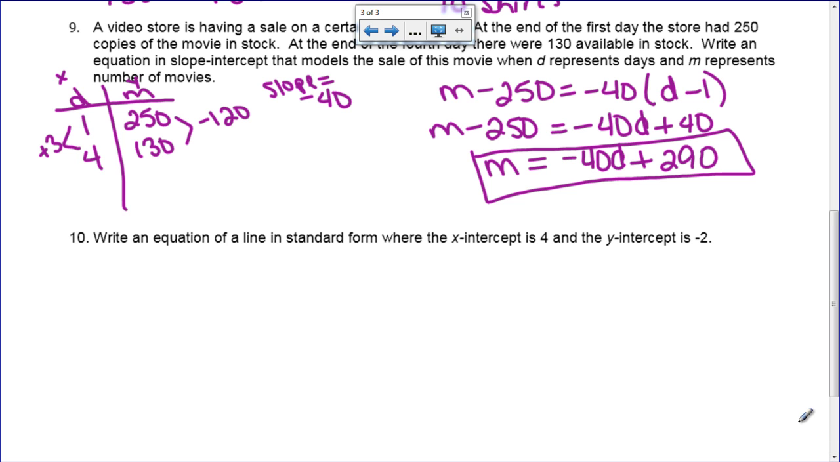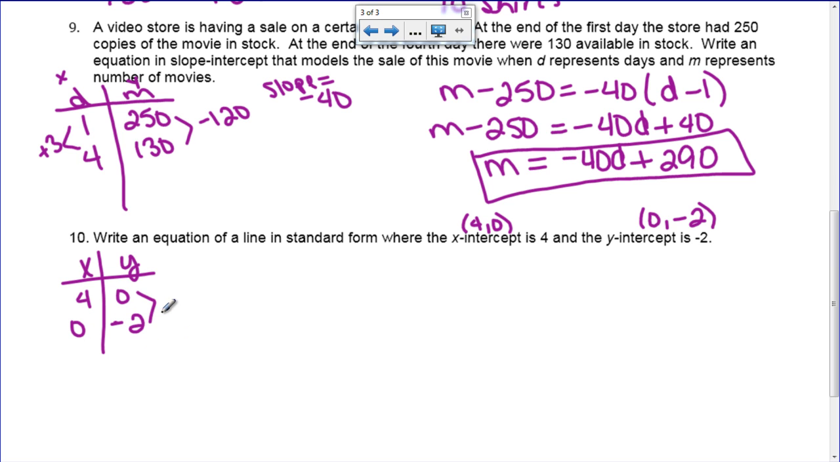So, last one. They want an equation of a line in standard form given the x-intercept and the y-intercept. Please remember that the x-intercept is a point. It is the point 4, 0 in this case. And the y-intercept is also a point. In this case, it is 0, negative 2. The first thing I need to do is find the slope. Make a table of x, y values. I have 4, 0, and 0, negative 2. This change is negative 2, this change is positive 4. So my slope is negative 2 over 4, which is negative 1/2.